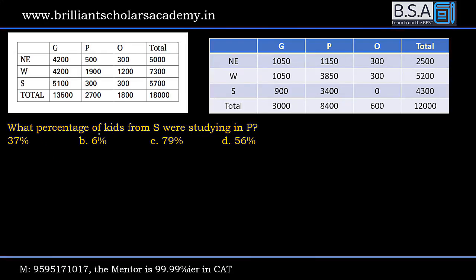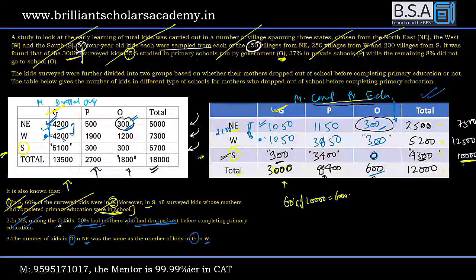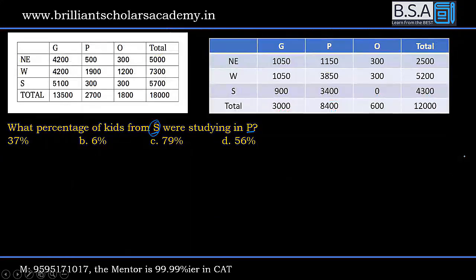Here, what percentage of kids in S were studying in P? In private school, what percentage of students of S are there? First of all, how many students were there in S? If you remember, the number of students were 10,000. Look at this number on the right side. There were 10,000 students in S. Out of these, how many are there in P?